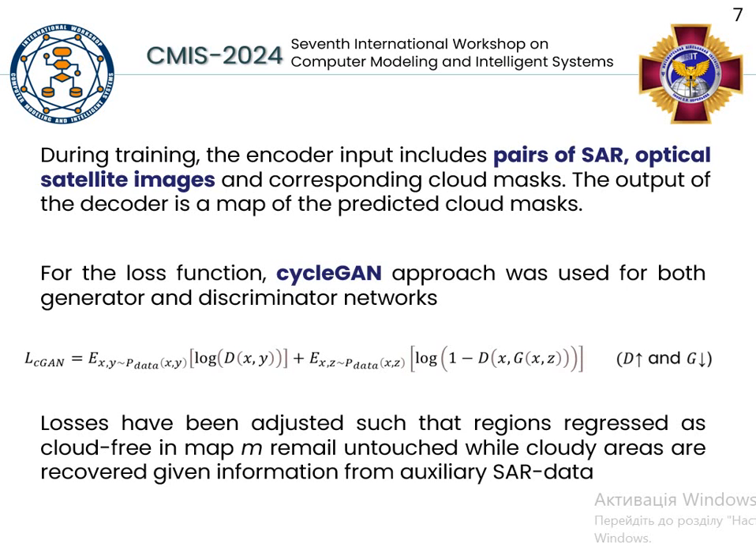For the loss function, we use the CycleGAN approach for both generator and discriminator networks. Losses have been adjusted such that regions classified as cloud-free in the map remain untouched, while cloudy areas are recovered given information from auxiliary synthetic aperture radar data.